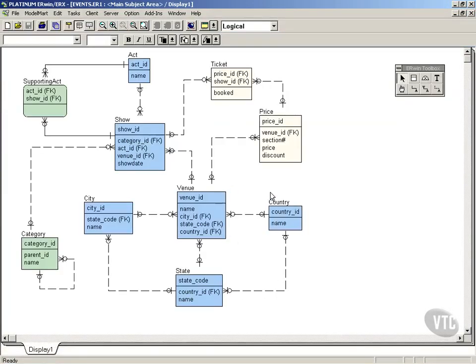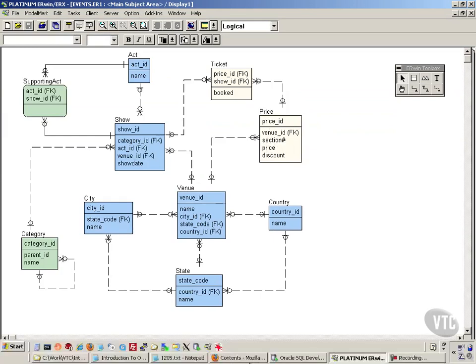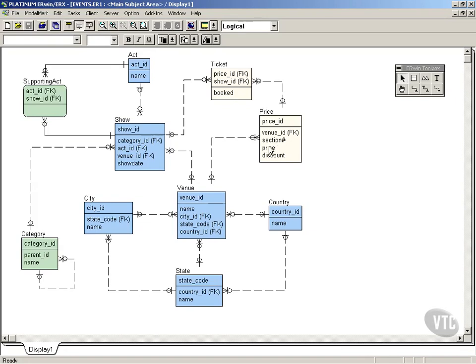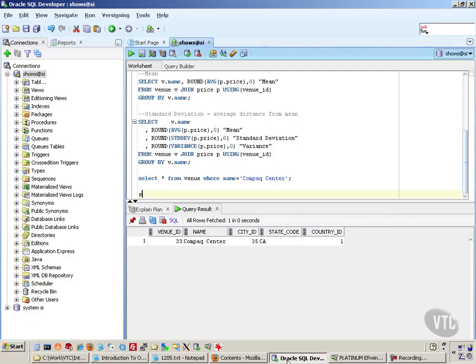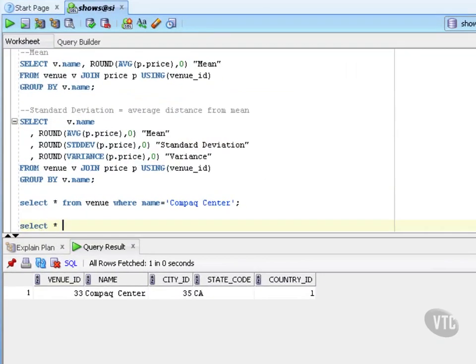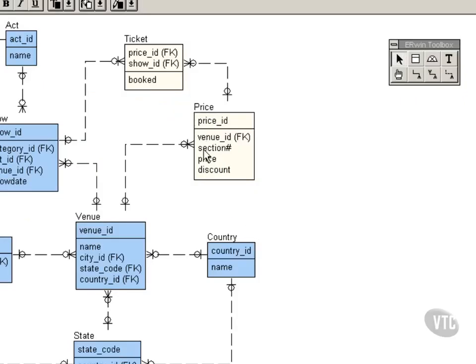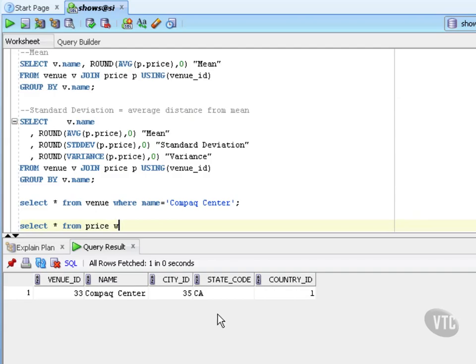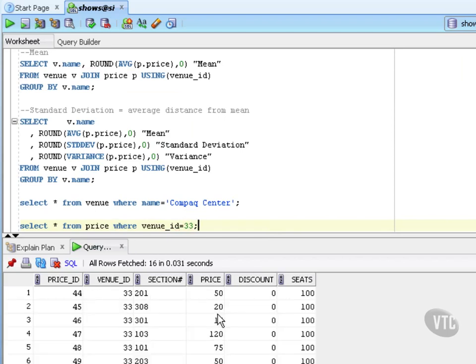Here's my data model. I'm trying to get access to price information, and it's specific to venue. This price table is essentially a summarized form of a table full of tickets. It's a breakdown of prices for a venue based on sections, seats, whatever. So let's go to star from price, and looking at the model we can see that the venue ID links the price to the rest of the model. So select from price where venue ID is 33. So this is all the price data in this table.